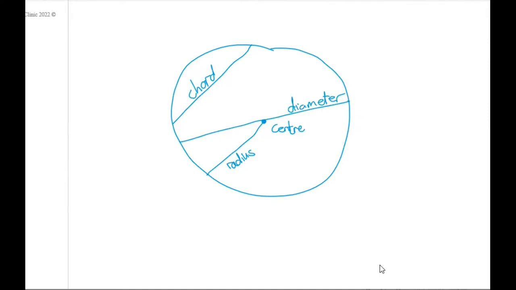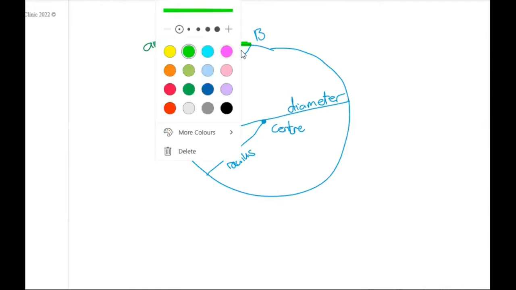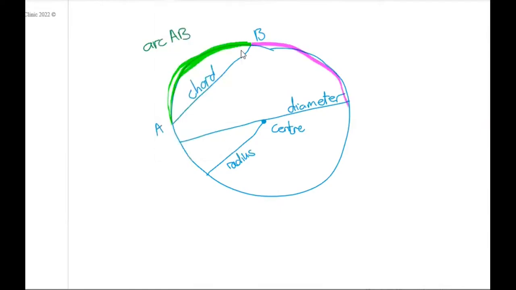Okay, the next thing is you get an arc, and you get a segment. Okay, so this here, if I've drawn that chord that I've drawn there, then the arc that we'd be talking about, if I were to call it A and B. Okay, so we've got chord AB, but in green I've highlighted arc AB. Okay, but theoretically I could also look at the other side and say that this is also arc AB.